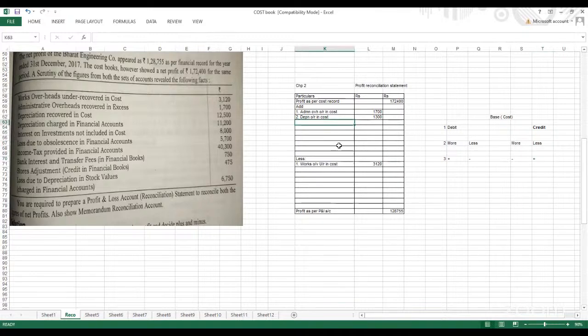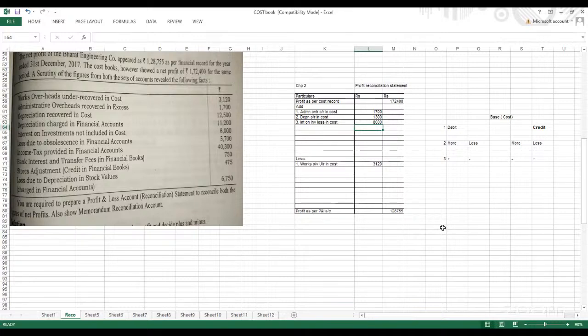Okay. So we'll write third, interest on investment only in financial books, less in cost. Keep it simple, less in cost. Okay. How much is the value? 8,000. Okay. So I'll write 8,000. Are you getting this?